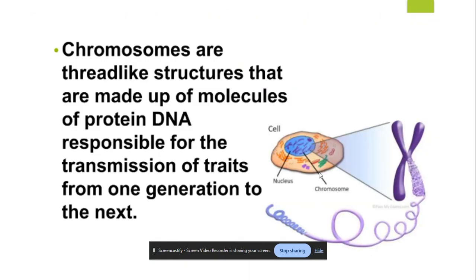Alright, so let's recall a little. Chromosomes are thread-like structures, as you can see. These are chromosomes, and chromosomes are thread-like structures made up of molecules of protein and DNA, responsible for transmission of traits from one generation to the next. Okay, so it can be a trait such as how tall you can be, how small you can be, or dwarf, or what your skin color is, etc. So your chromosomes are thread-like and they carry protein and DNA.